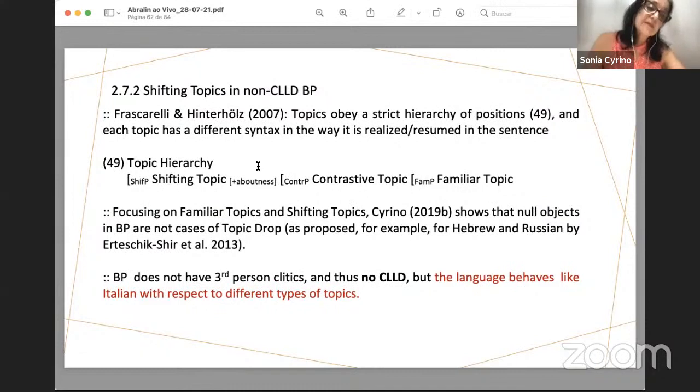Now, what happens when we look at shifting topics or familiar topics in Brazilian Portuguese, the ones that I mentioned before about Hebrew? Frascarelli and Hinterhölzl propose a topic hierarchy, where each different topic has a different syntax and a different position in the hierarchy. So I focus on familiar topics and this contrast between familiar topics and shifting topics, just like Shakespeare et al. did for Hebrew and Russian, to see what is the case of Brazilian Portuguese null objects.